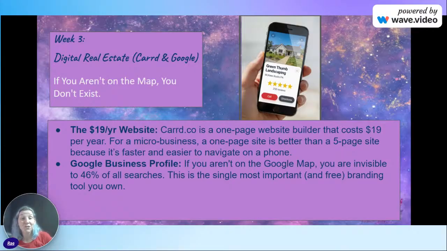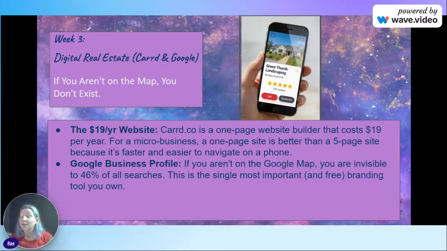Now, here's the bottom line. In 2026, if you're not showing up on Google Maps and you don't have a website, you're operating like it's 1987, and your customers aren't living in 1987. They're on their phones searching for solutions right now. And they're going to hire whoever shows up first with proof that they're legitimate.